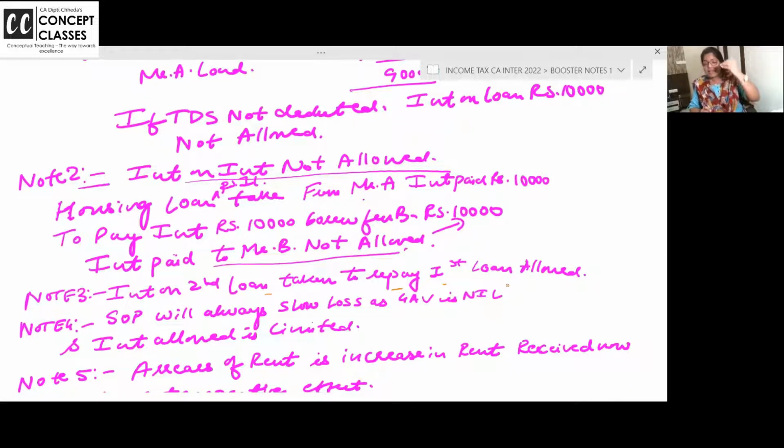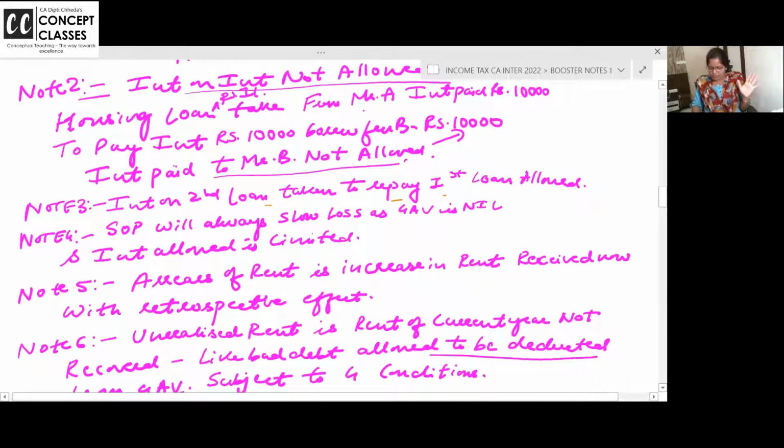To pay the interest of a housing loan, you take money from a third person. Arey, I have to pay 10,000 interest to Rohit and I don't have money. I took the housing loan from Rohit. To pay interest to Rohit, I am taking a loan from Pravalika. Now, whatever interest I pay to Pravalika is not allowed. Interest on interest is not allowed.